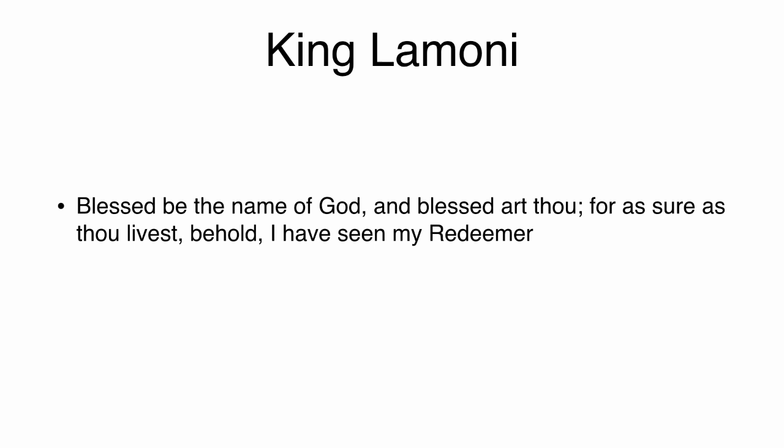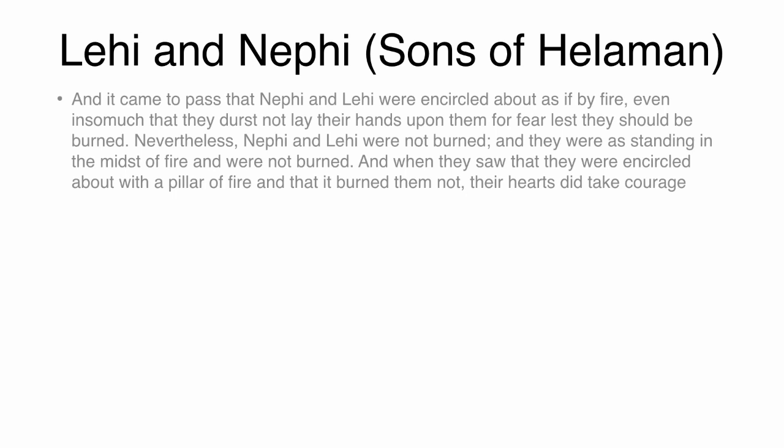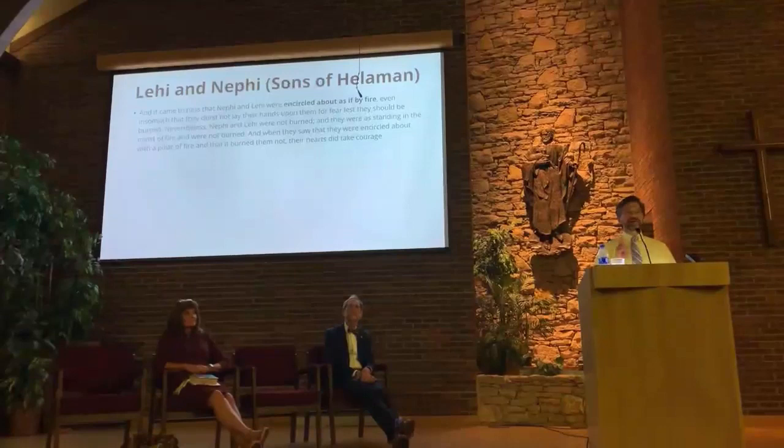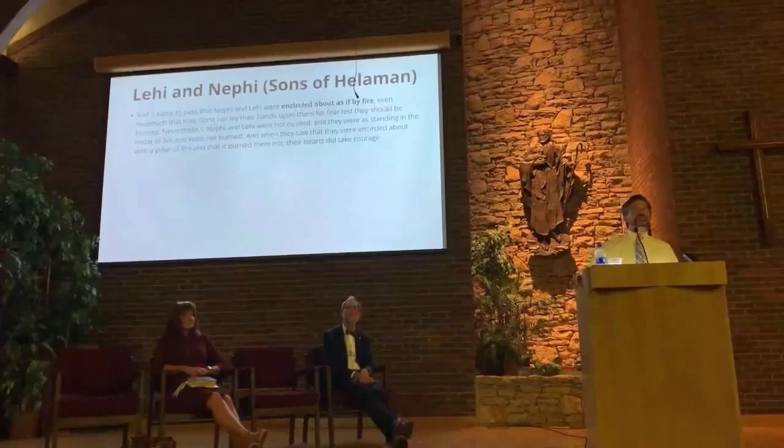Lehi and Nephi, the sons of Helaman. This is a fun one. They're in the prison. The people come to kill them, but they can't because they're encircled about by what? Fire. Why are they encircled about by fire? Because God does magic tricks? That should be setting off alarm bells in our head. A circle of fire means something. And the fire doesn't burn them. And so they take courage.